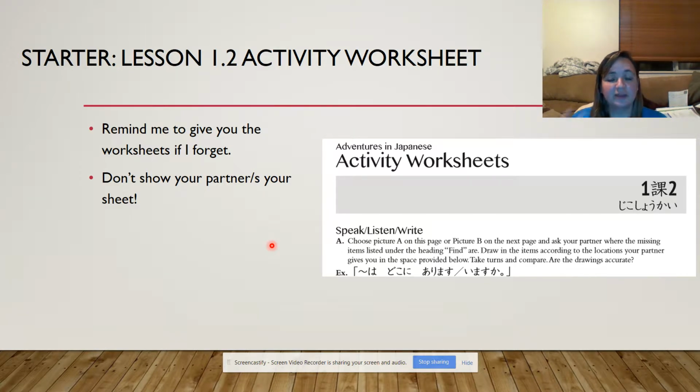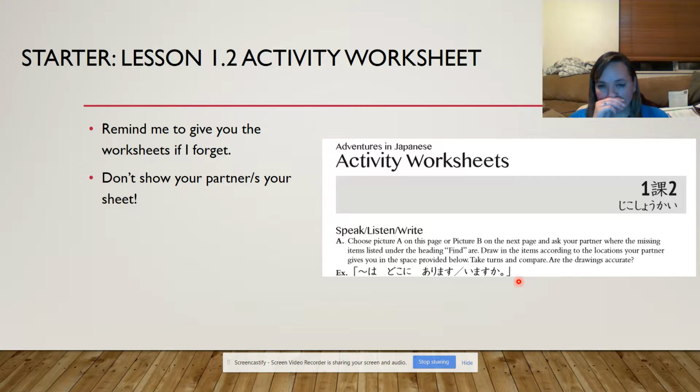So again, what you'll normally do is you take whatever item you're looking for, such as a hon, and ask, hon wa doko ni arimasu ka, right? And then your partner will use that new location pattern we practiced last time to go ahead and describe where the book is. So if you need to take out your notes from last class, go ahead and do that. So you can use that to help you with your activity worksheet today.